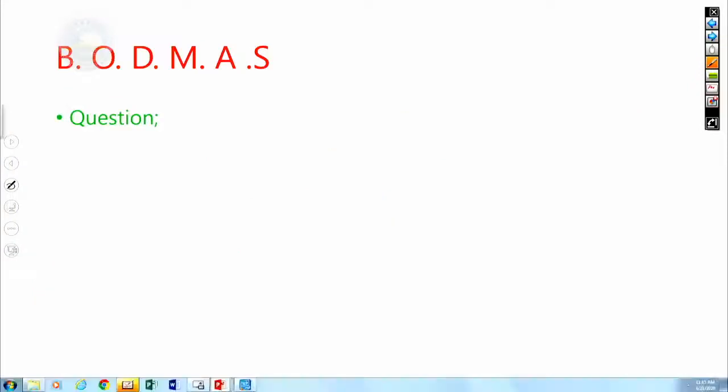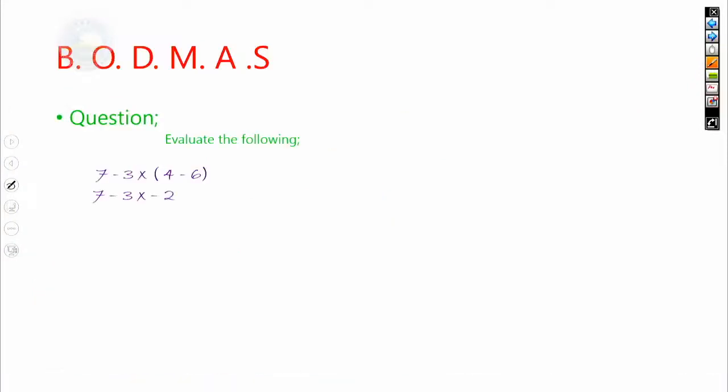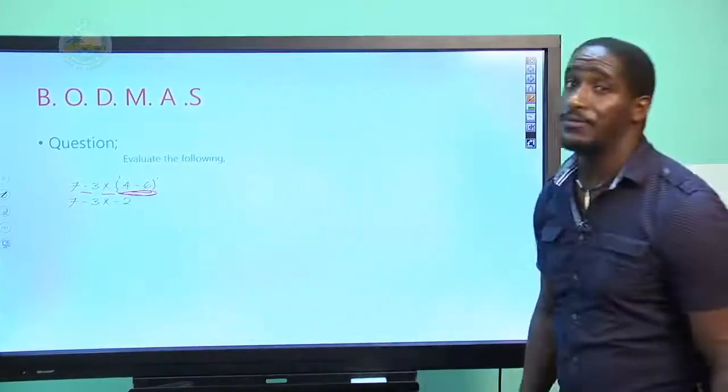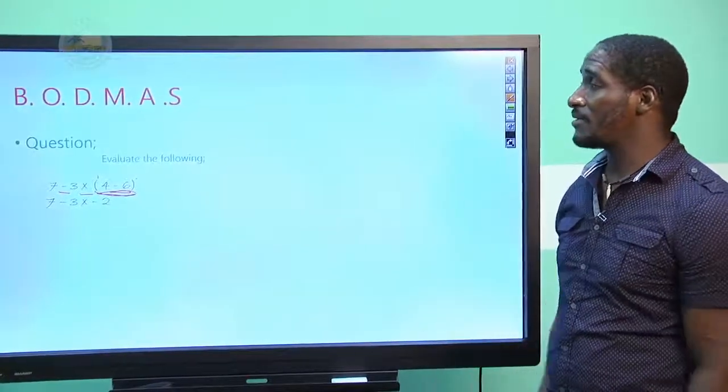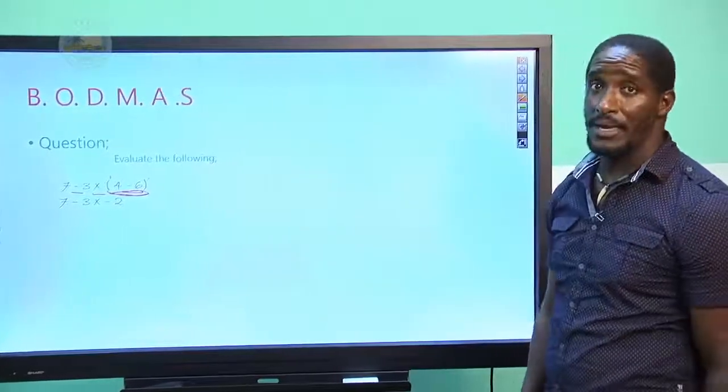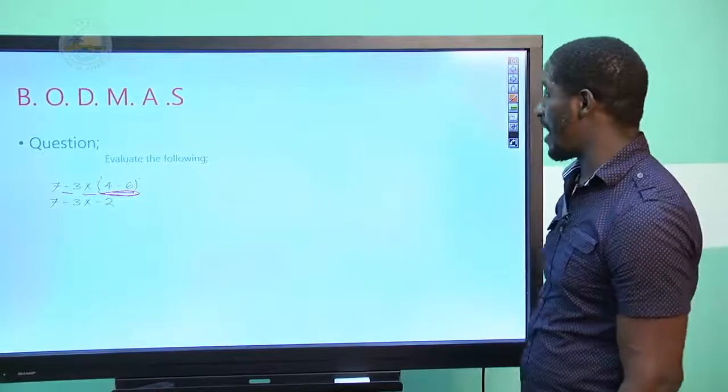So let's look at an example of BODMAS, evaluating the following. Here we have different operations, do we not? We have subtraction, we have multiplication, we have brackets, and within the brackets, subtraction. So what do we do? First, according to BODMAS, we work out the brackets. In the brackets, it's positive 4, negative 6. Signs are different. Subtract the smaller number from the bigger number. Carry the sign of the bigger number.